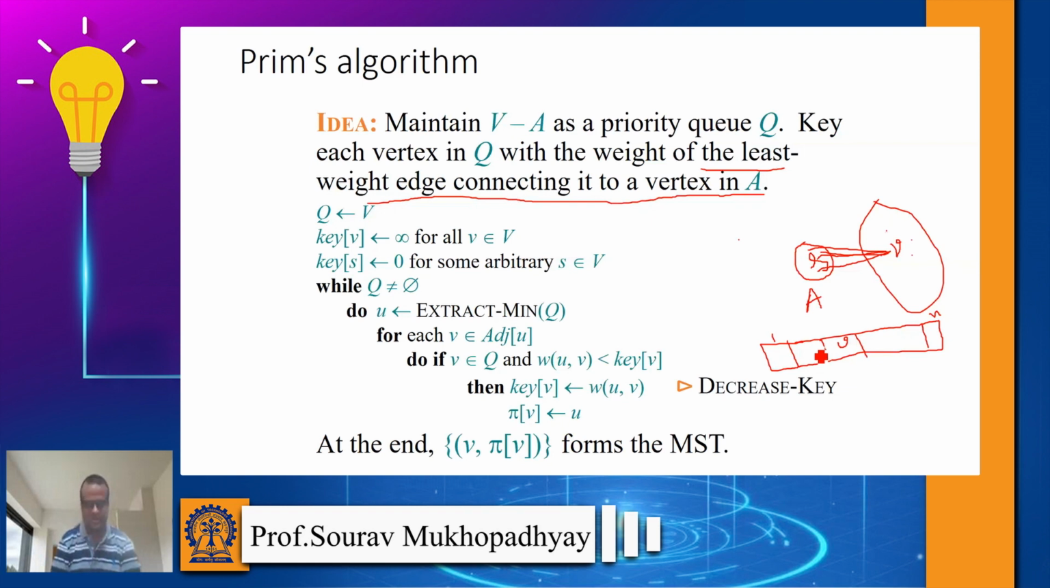Initially, everybody is in the priority queue. We key each of these vertices with the least weight edge connecting V, which is in V minus A, the complement, with A. So initially everybody is in the queue, in the array. This queue could be a heap also. We'll see that. Any question?